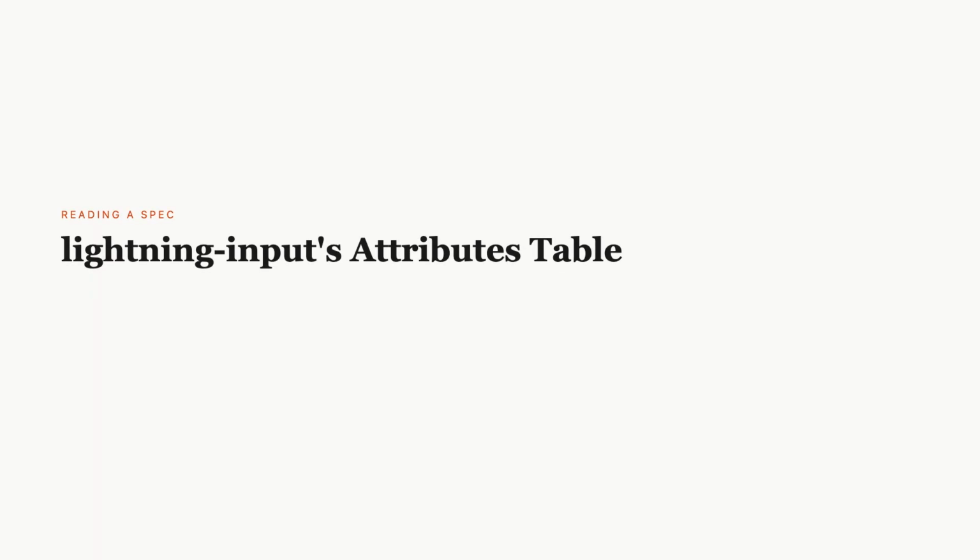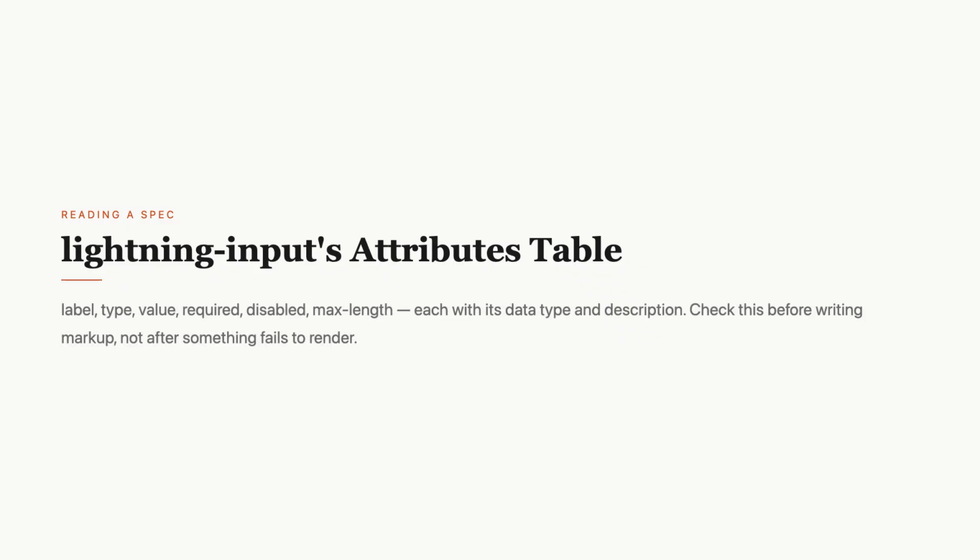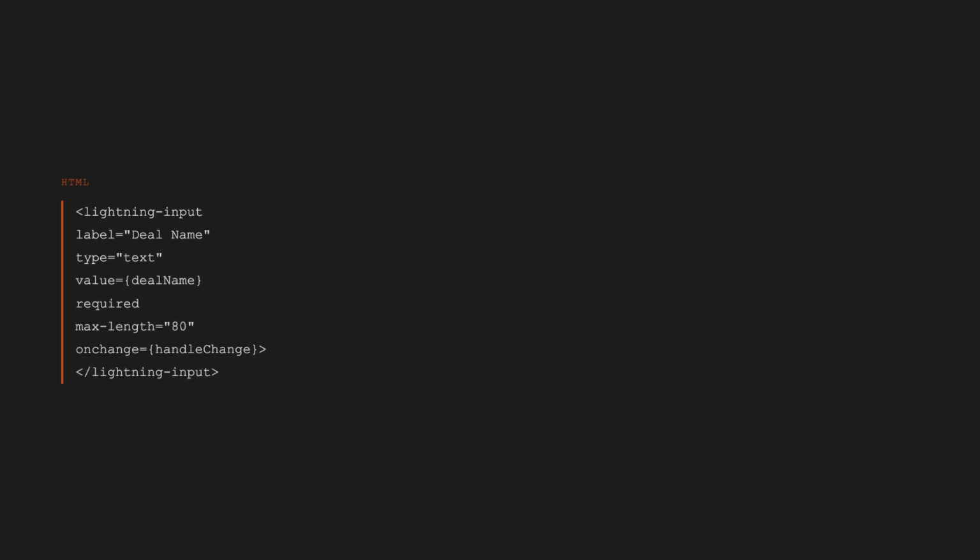Here's lightning input used correctly, with attributes pulled straight from its spec: a label, a type of text, a bound value, the required flag, a max length, and an onChange handler. The details section below the attributes table covers events. For lightning input, that's mainly onChange, which fires with the current value sitting in event.target.value.